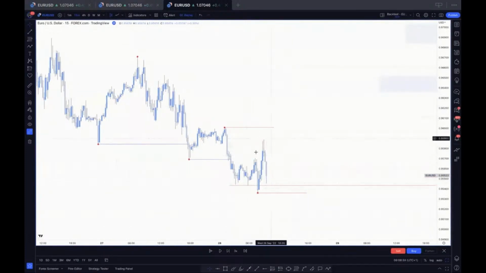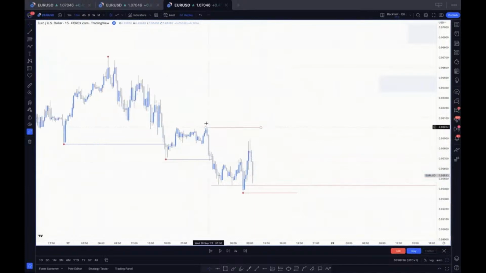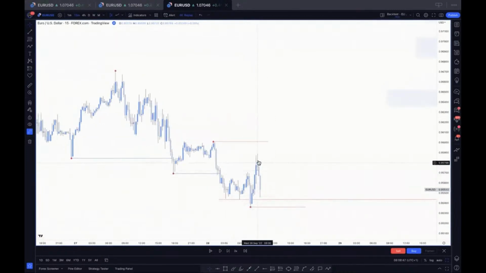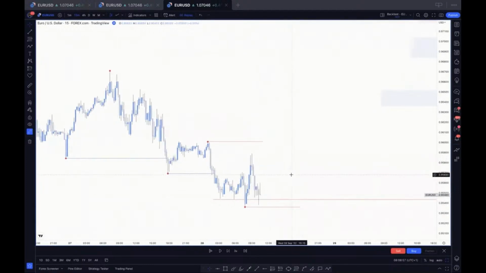Now, all this movement is called internal structure, right? Because this is our swing high, this is our swing low. All this movement inside here is called internal structure. So typically for me, ideally, I want to wait to see that this high is taken before I say, okay, there's now a change of structure, and I look for long opportunities. So I'll just play the bar and let's see what we have.